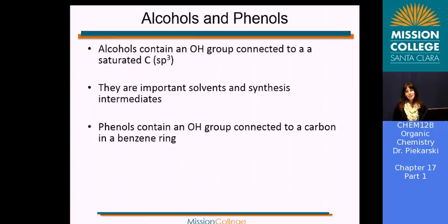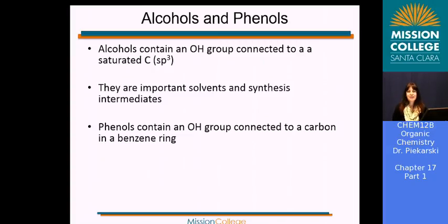So remember that alcohols contain an OH group, and if some of you are in cellular and molecular biology or biochemistry, they call it a hydroxyl group, but we're going to refer to it as an alcohol. And an alcohol, or OH group, is connected to an sp3 hybridized carbon atom. And they're important as solvents.